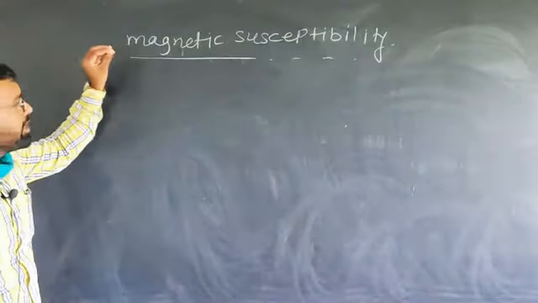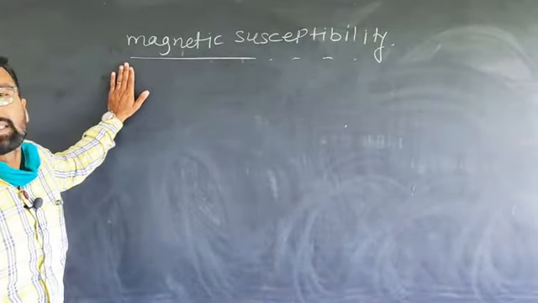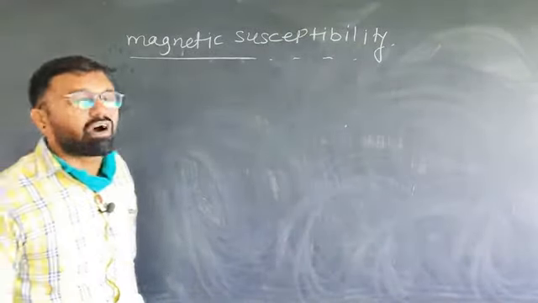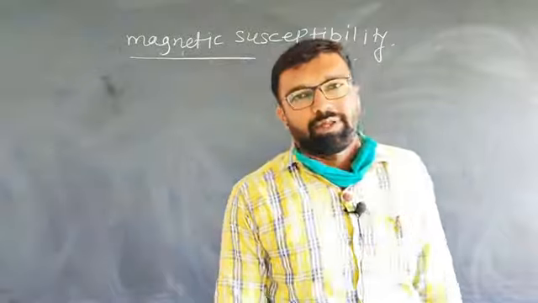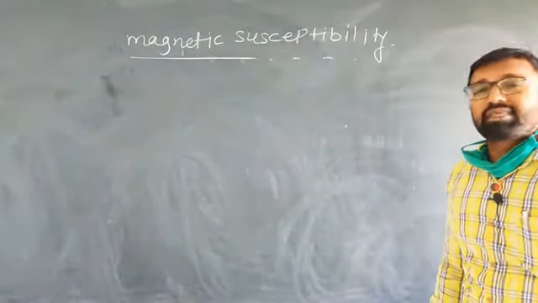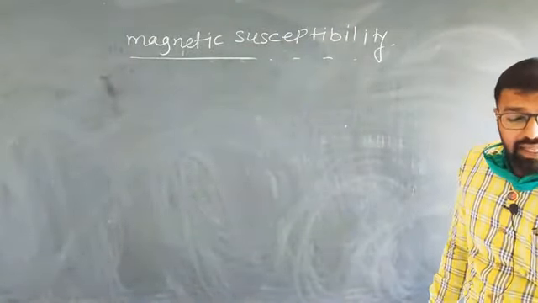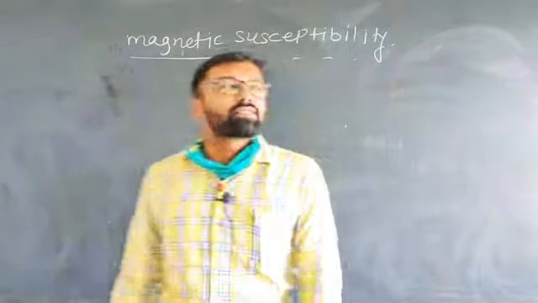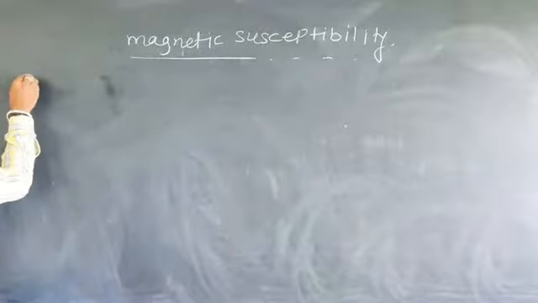In today's lecture, we want to discuss how to find the magnetic susceptibility of a particular substance or analyte by using the Gouy method. This is the simple method. Before starting the actual topic, first we should discuss the principle of magnetic susceptibility. So I write here: principle.